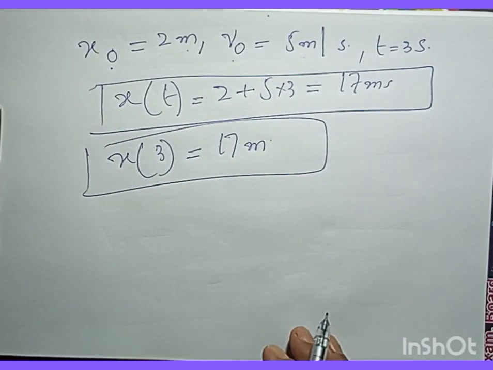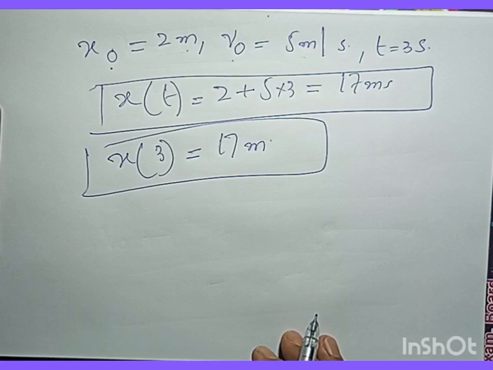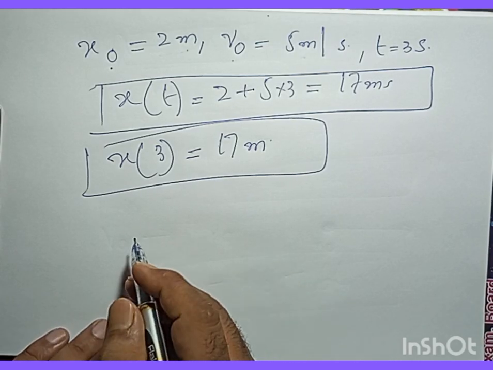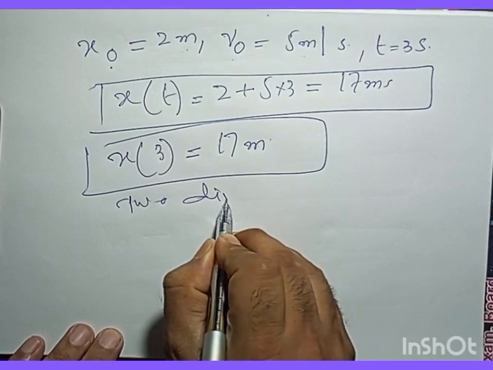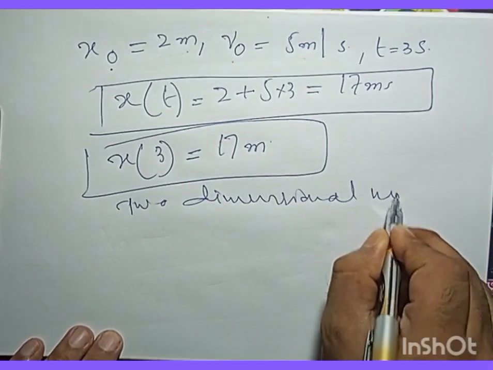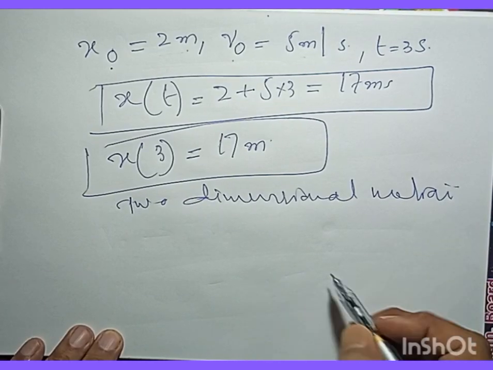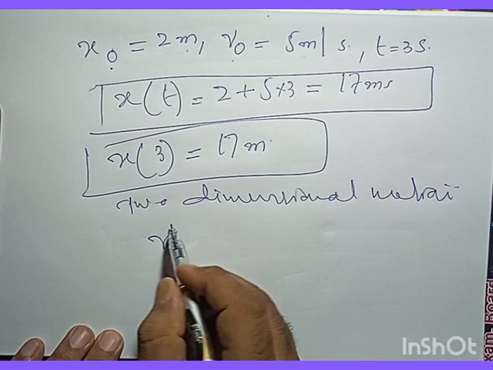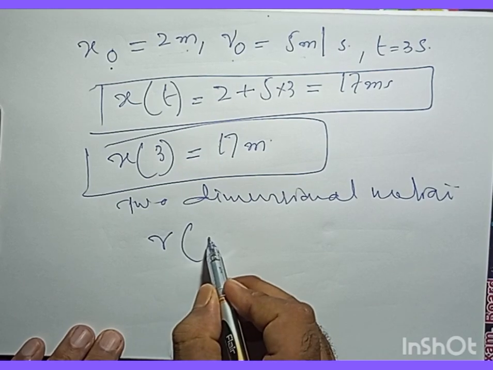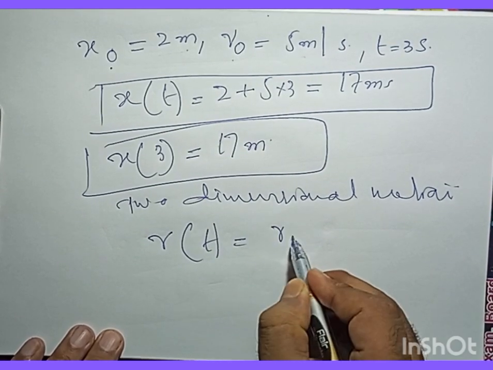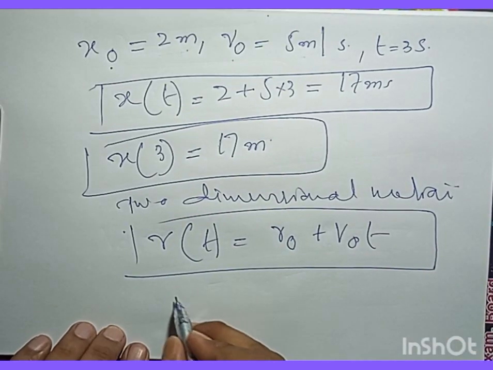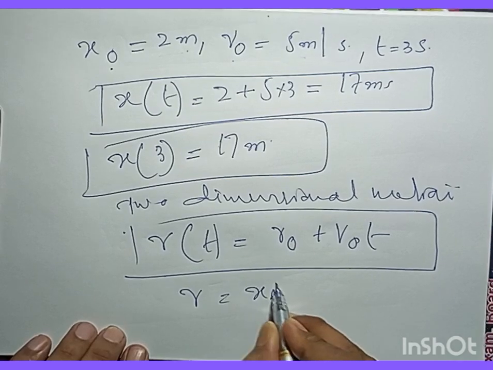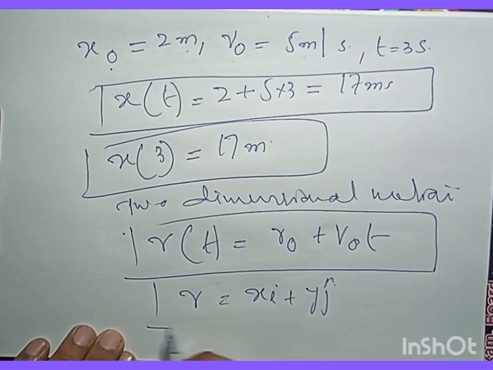Now we can go into the domain of two-dimensional motion, for a free particle moving in two dimensions. If I choose my r as a vector, and this r is a function of time, it is r naught plus v naught t, where r, in Cartesian coordinates, is x i cap plus y j cap.